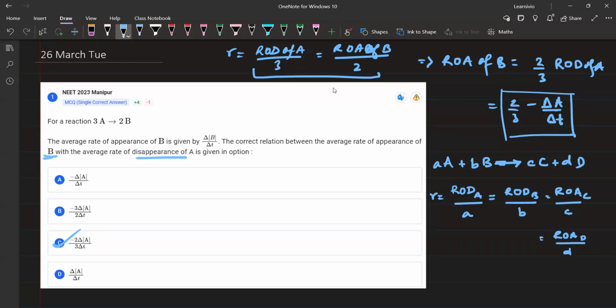Now rate of disappearance of A will be equal to minus del A by del T. Minus sign because it is disappearing. That's it. Okay. Please write this down.